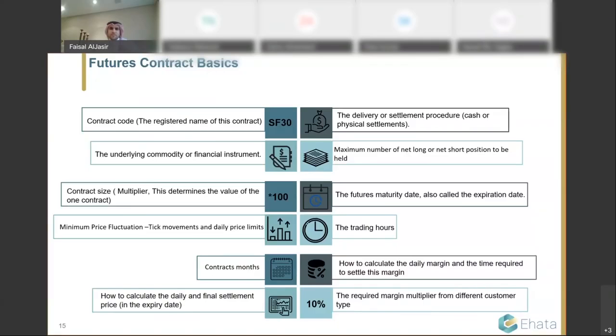Contract size, what's the multiplier, which is 100. The futures maturity date, trading hours, the required margin, which is basically around 10%, and how to calculate the final settlement price. We will go into that.